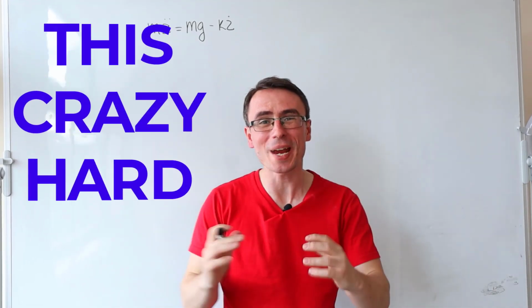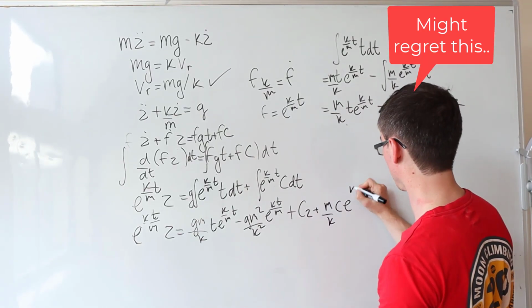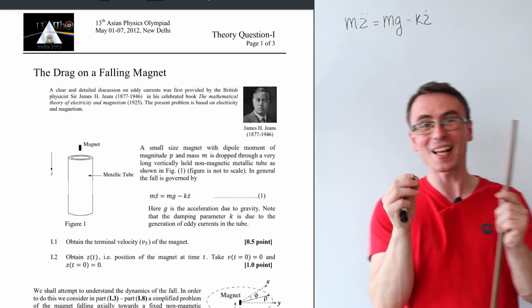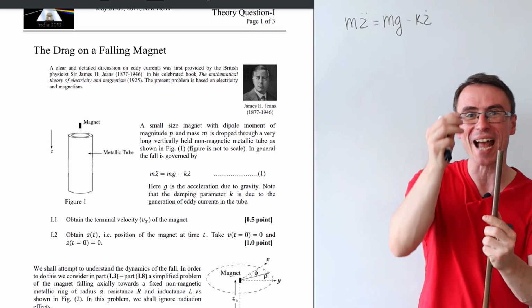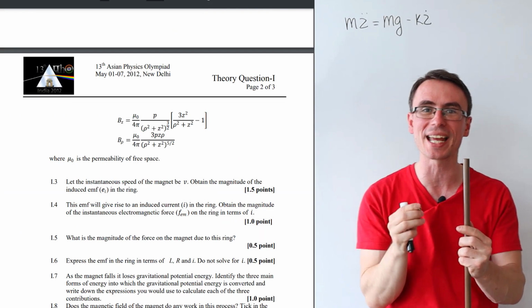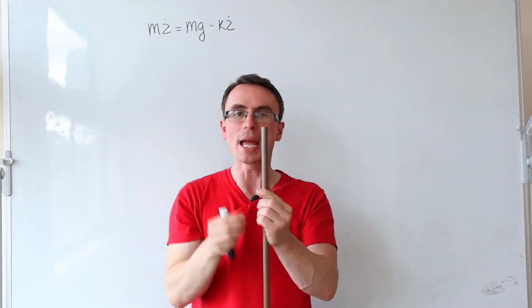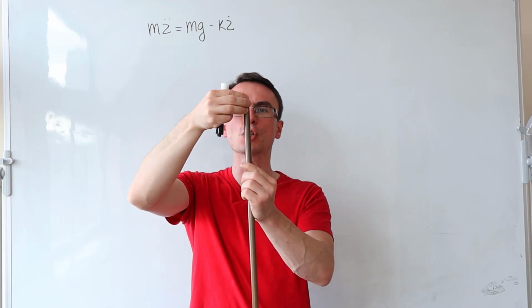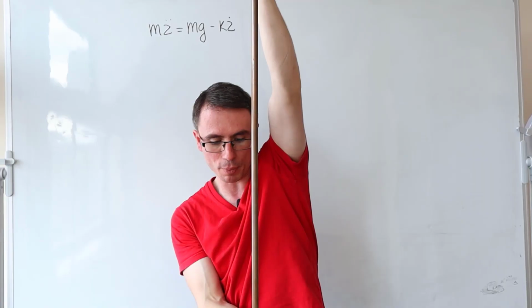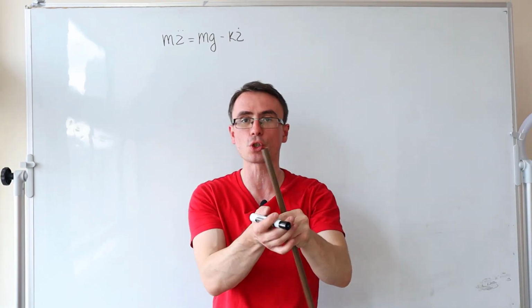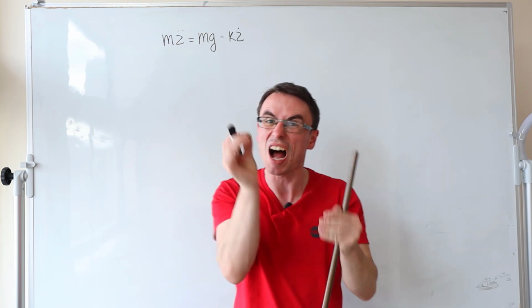Can you solve this crazy hard problem for one of the hardest physics competitions in the world, the Asian Physics Olympiad? I really like this problem because it considers what happens to this magnet when it drops down this copper tube. Now, if I was to drop it, it does not fall at the rate of 9.81 meters per second squared. And as we can see, oh right, it's only just fallen, so it's a lot slower.